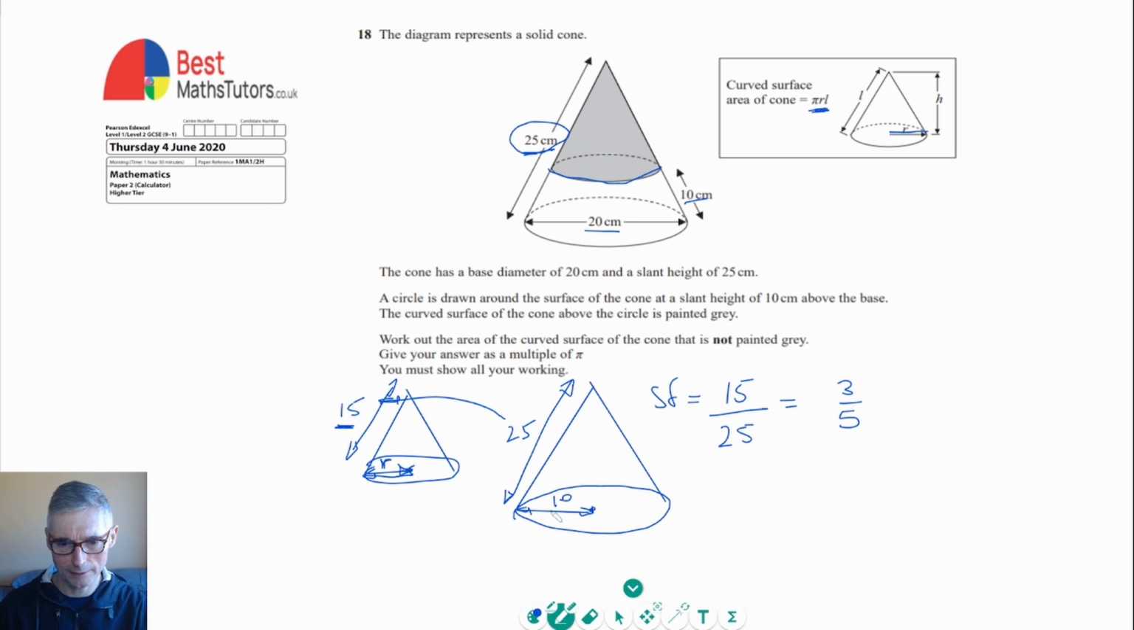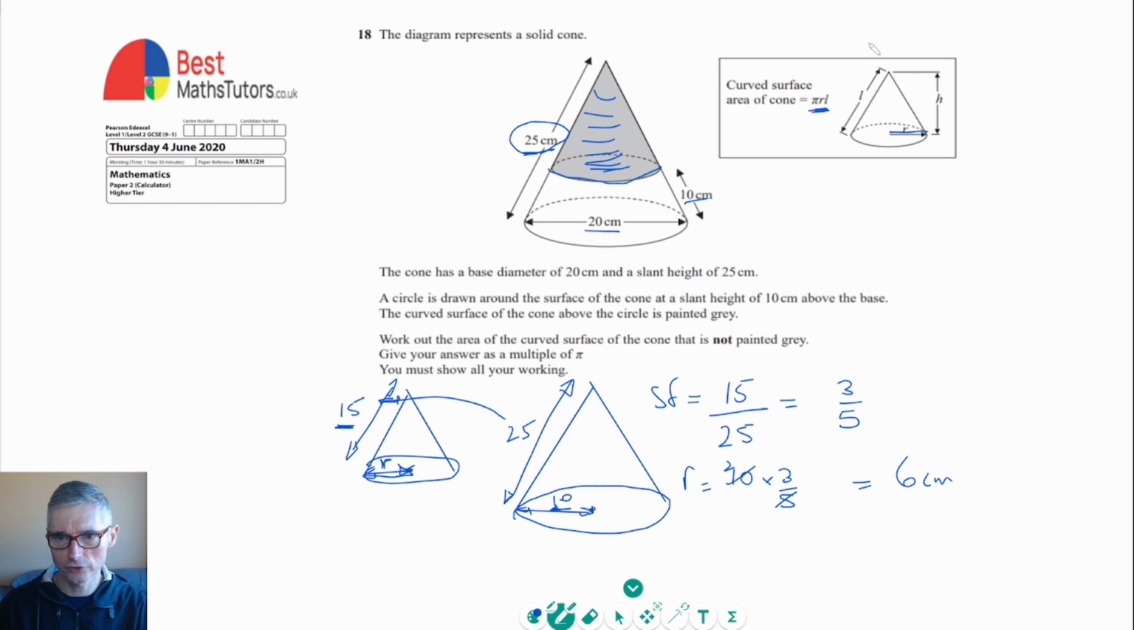And so if we want to find this distance here, which I'm going to call R, then all we've got to do is times this 10 here. So 10 by the scale factor, which is 3/5. So if we do that, the 10 is going to cancel with the 5 there, and that's just going to become 2. And so we'll end up with that R is actually equal to 6 centimeters. And the good thing about that is that will now allow us to work out the curved surface area of the painted cone on top, the smaller cone.